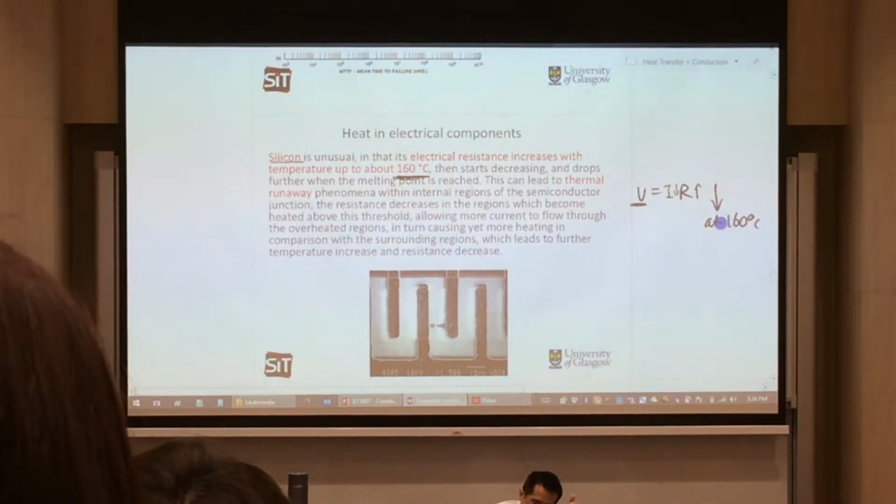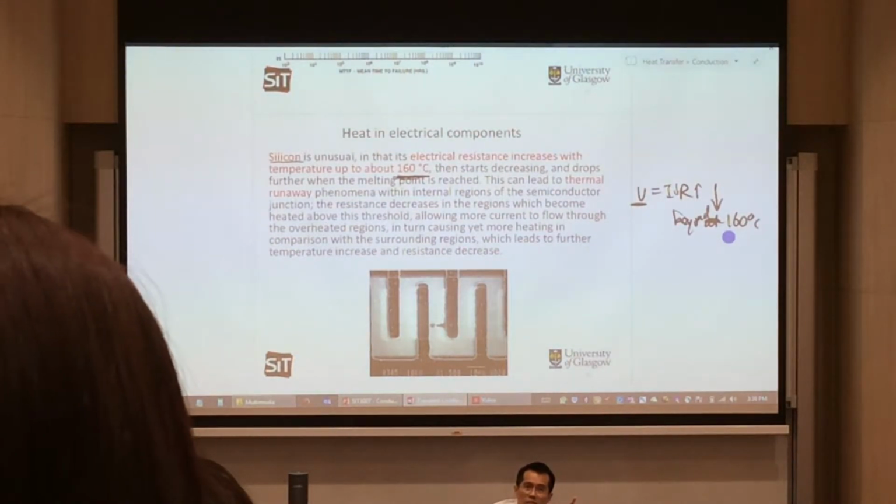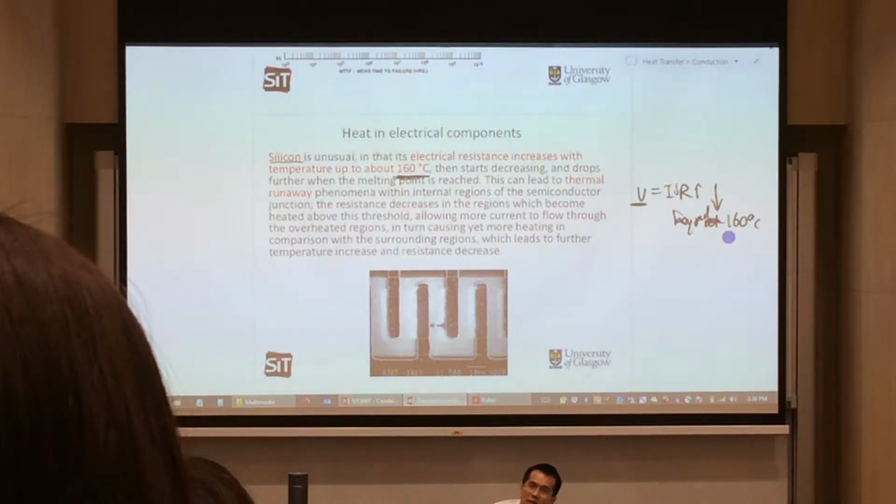Beyond 160 degrees Celsius, the silicon's resistance is going to drop. Now, this is bad news to us, because if the resistance of the silicon is going to drop, what does that mean to the current? Current will increase.